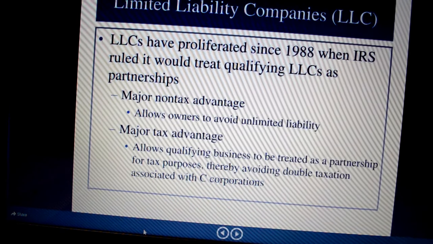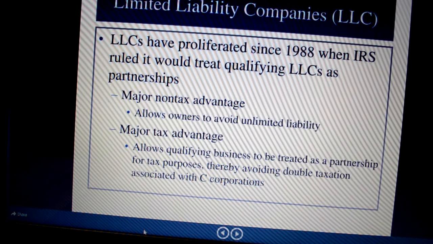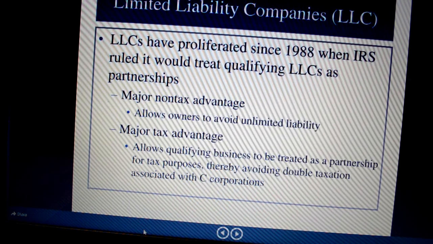Limited liability companies, LLCs. The use of the limited liability company form has proliferated greatly in recent years, particularly since 1988, when the IRS first ruled that it would treat qualifying LLCs as partnerships for tax purposes. All 50 states and the District of Columbia have passed laws that allow LLCs, and thousands of companies have chosen LLC status.